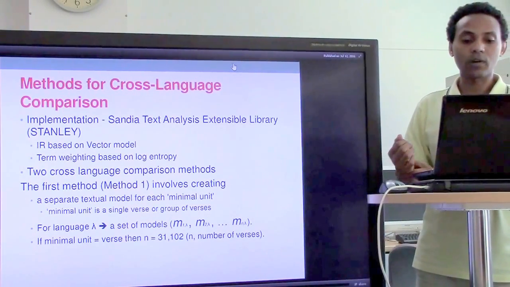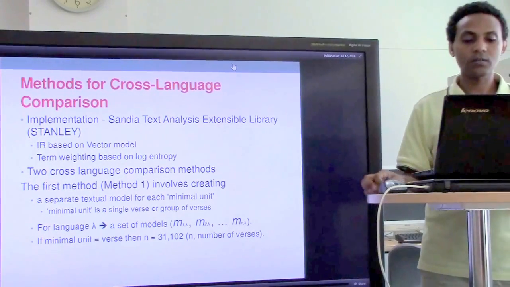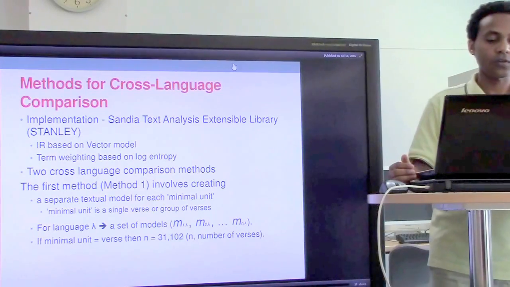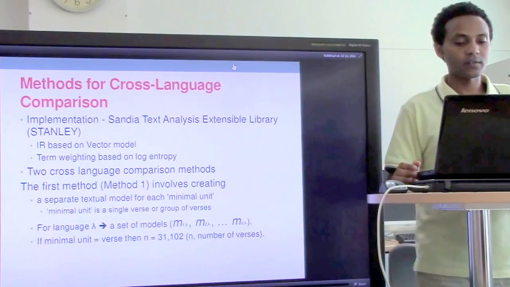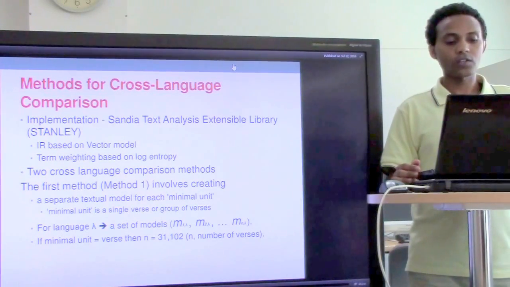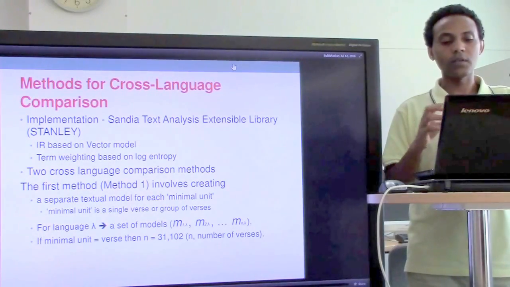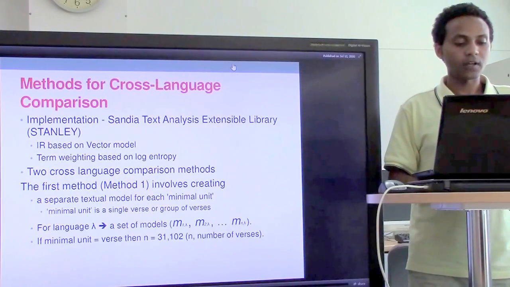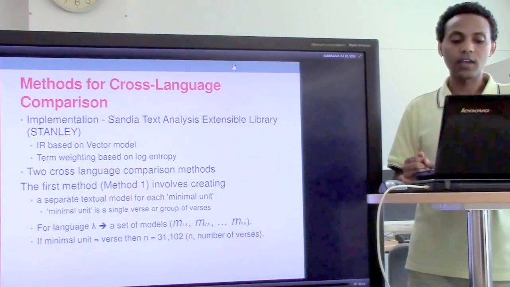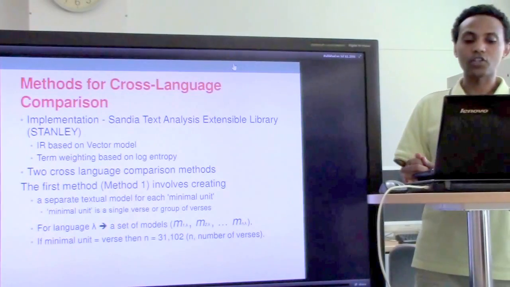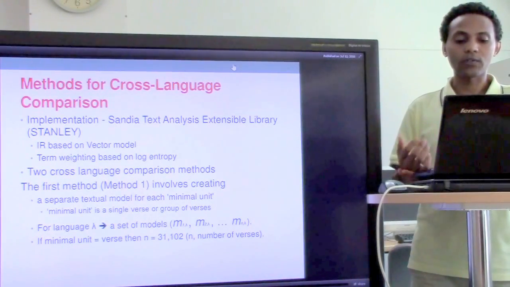The first one, or the method one referred here, involves creating a separate textual model for each minimal unit. So here the minimal unit is maybe a single verse, or it may be a group of verses. For any language lambda, there will be created a set of models, M1, M2, M3, the minimum unit models. And if we consider the minimum unit as a verse, then here the N would be 31,102. This is the total number of verses the authors were working with in the Bible.